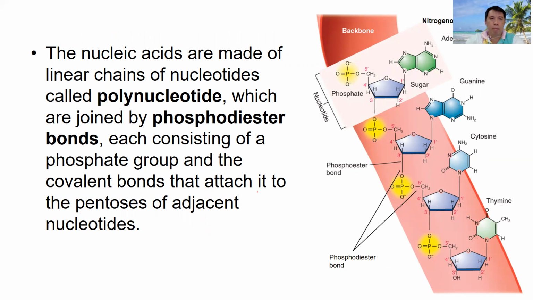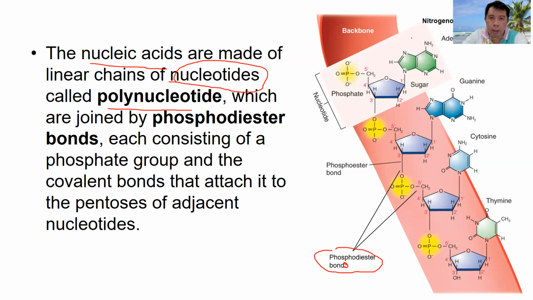Nucleic acids are made of a linear chain of nucleotides. As we said just now, they are polymers, called polynucleotides. So a polynucleotide is made up of nucleotides, and the nucleotides are joined by phosphodiester bonds. So what is a phosphodiester bond?